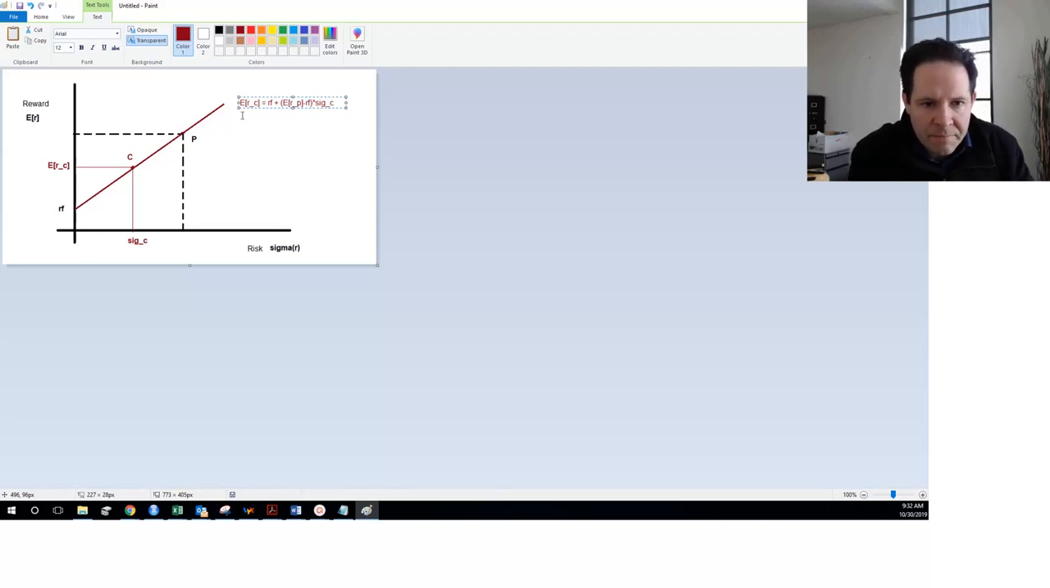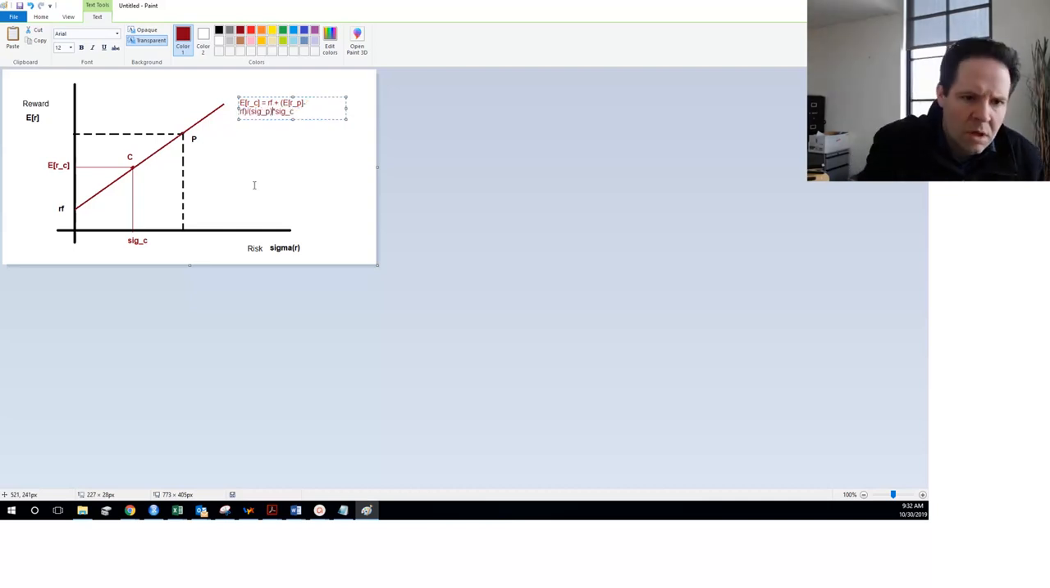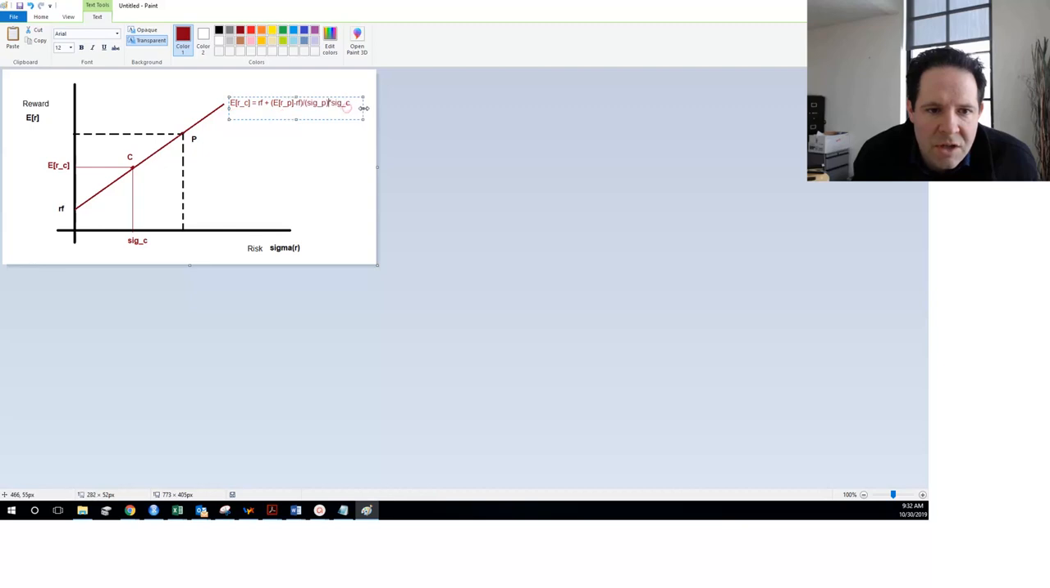And the run is the standard deviation of the risky portfolio minus 0. And so that gives you the slope of this. So the standard deviation of the composite portfolio, P, minus 0, but you don't need to subtract 0 because that doesn't change what the standard deviation of that composite portfolio is.